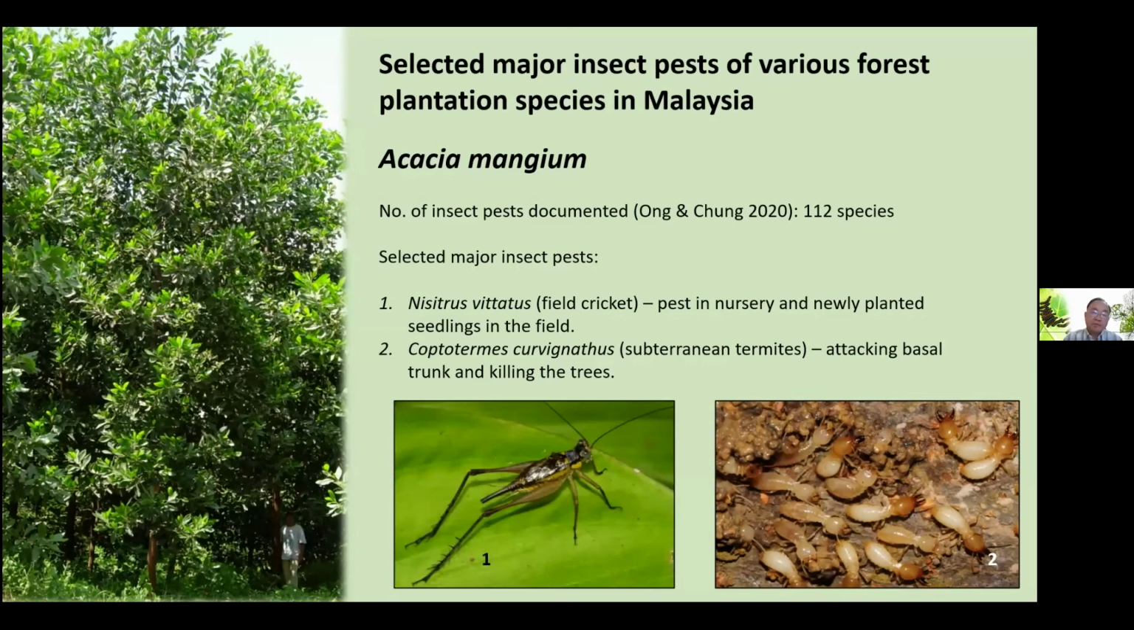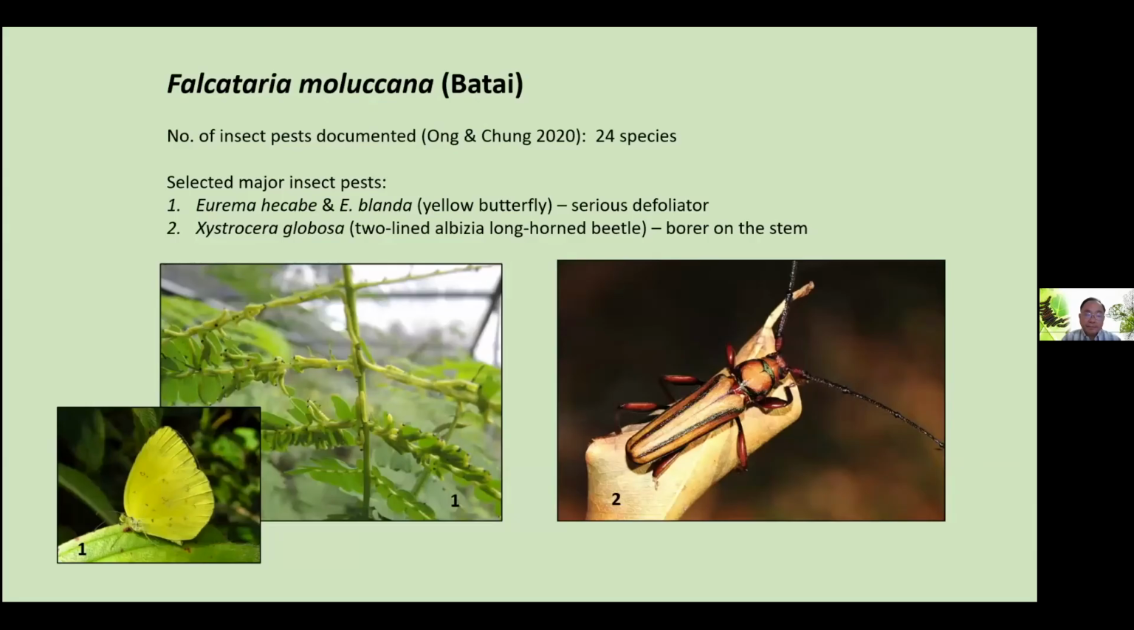For Falcataria moluccana or batai, the major insect pests include the yellow butterflies, which are serious defoliators, especially from the species Eurema hecabe and Eurema blanda. And the stem borer, Xystrocera globosa, known as the two-line Albizia longhorn beetle, has caused considerable damage to some of the trees.